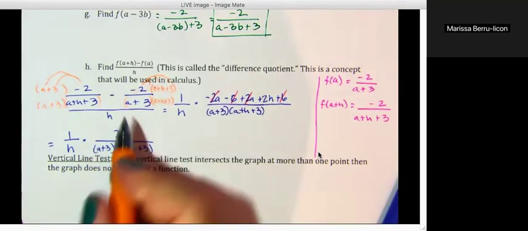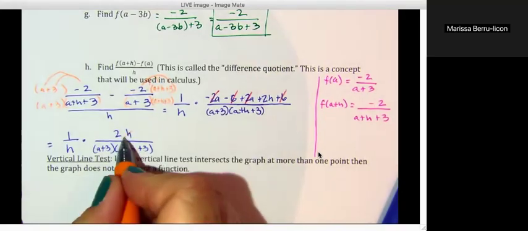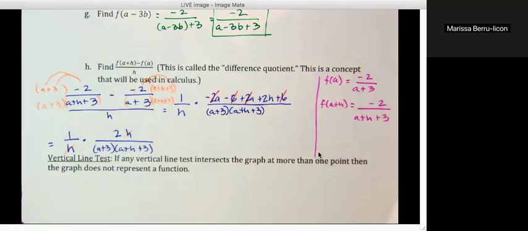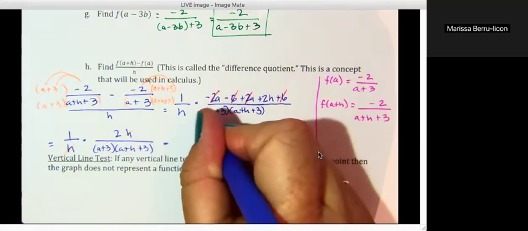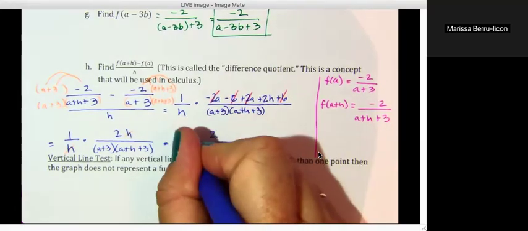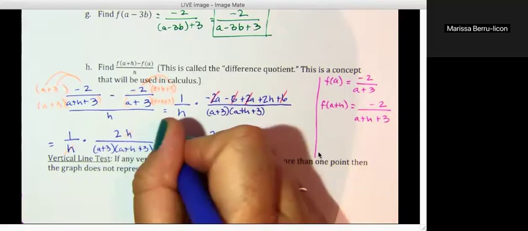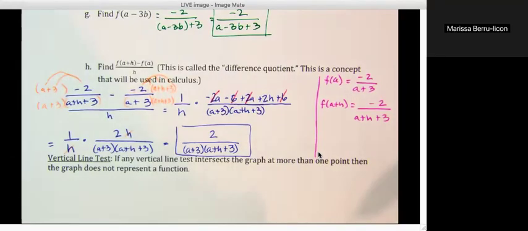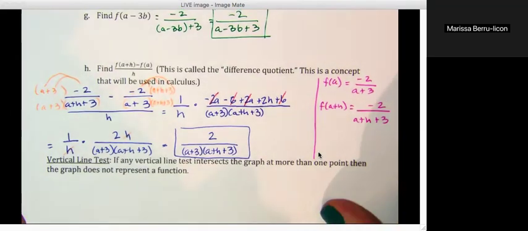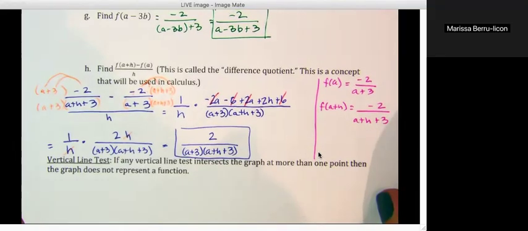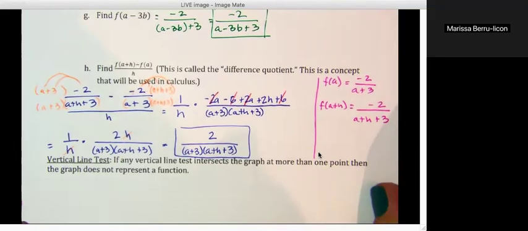Now I'm noticing here that I have an h on top and an h on bottom that can go ahead and cancel. And that is the last step here. My difference quotient is just left as 2 over a plus 3 times a plus h plus 3. And again, in calculus, you'll take that a step further and talk more about what to do from there, but that's where we will stop in finding the difference quotient. And we were able to fit it in that space. So I'm going to pause this video here, and we'll continue with the vertical line test in part 2.